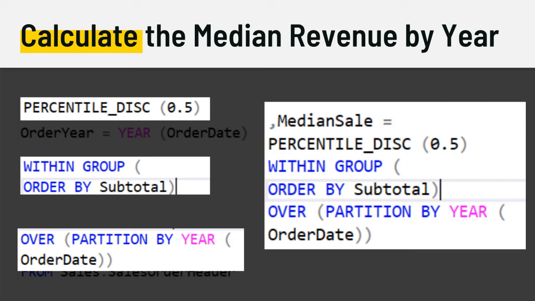The over clause identifies how we want the result set to be applied or partitioned out. And we want to see the median revenue, again, shown by subtotals, over a range of years that we have orders for. The year function is used to determine the order date years that we want to partition by. And that is how this analytic function, along with the year function, is working to identify our median revenue.